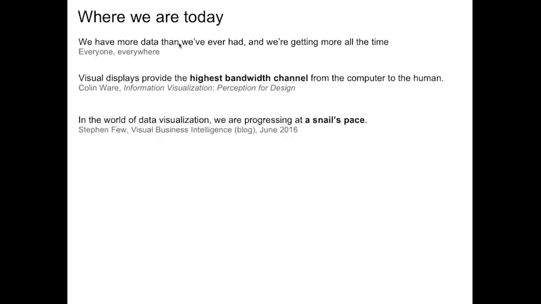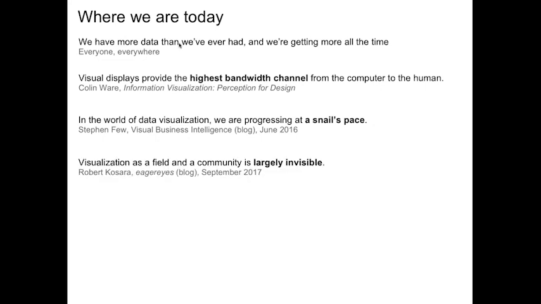Well, Stephen Few, whose books got me into this and whose work I'll cite throughout and at the end, says, "In the world of data visualization, we are progressing at a snail's pace," which is pretty remarkable given the first two things I just said. Furthermore, Robert Kosara, another blogger, said, particularly in comparing to the field of, say, statistics, "Visualization as a field and community is largely invisible." Now, these quotes are from a couple years ago, and things might be making better progress now, but I think it largely still holds true.